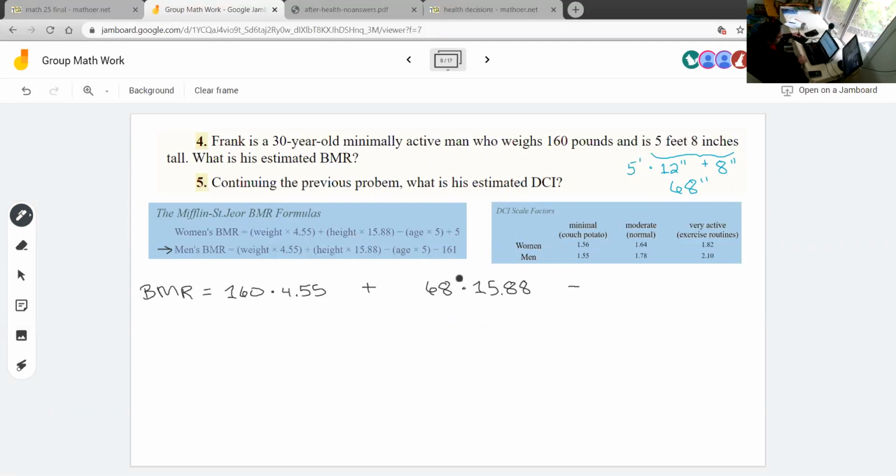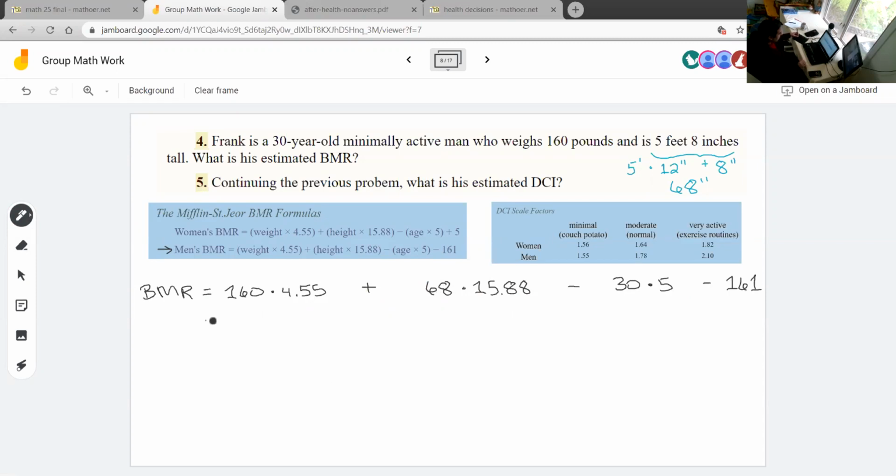Minus 30 times 5, minus 161. Wherever I've had those pluses and minuses for my terms, I leave lots of space around them. It just helps my eyes see that this is one item, this is another item, this is a third item, this is a fourth item.